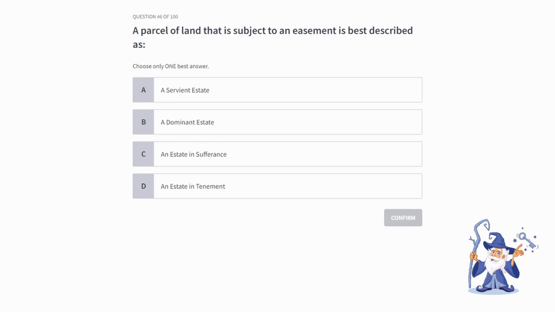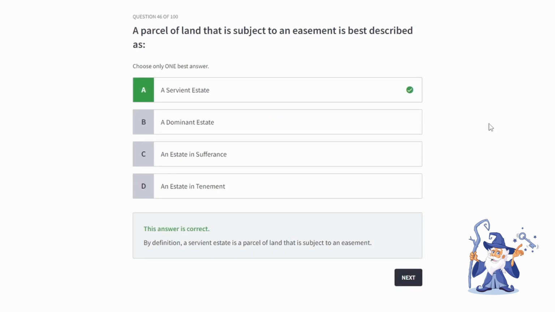Okay, so what is the correct answer for this one? Well, it's going to be a servient estate. By definition, a servient estate is a parcel of land that is subject to an easement. So the million-dollar way to remember the servient versus dominant estate is that a servient estate serves the dominant estate. Essentially, because they're subject to an easement.